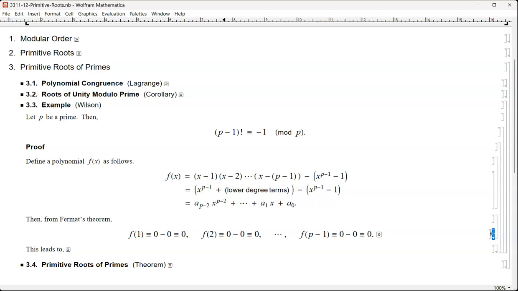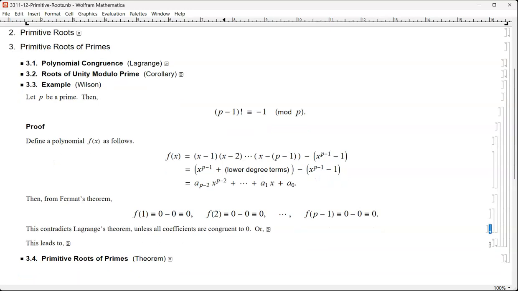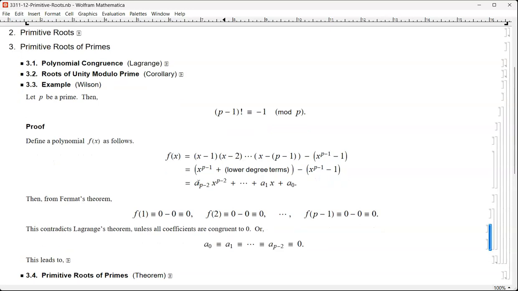So this f of x has p minus 1 zeros, and this is supposed to be a polynomial of degree p minus 2. That can't be right, right? I mean, we have p minus 1 zeros spelled out, but the degree is p minus 2. That can't be right. It contradicts Lagrange's theorem. It cannot be right unless this itself is a 0 polynomial. So the coefficients are all 0. In other words, this thing and the Fermat polynomial must be the same, the same modulo p rather.